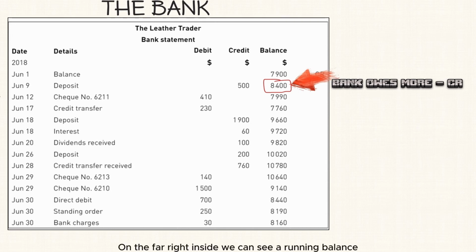On the far right-hand side, we can see a running balance, and this is the balance increasing and decreasing depending on whether money is put into the bank account or money is taken out of the bank account. Again, on the 9th of June, we can see that 500 was put into the account, which means that the overall balance that the bank owes the customer is now 8,400.